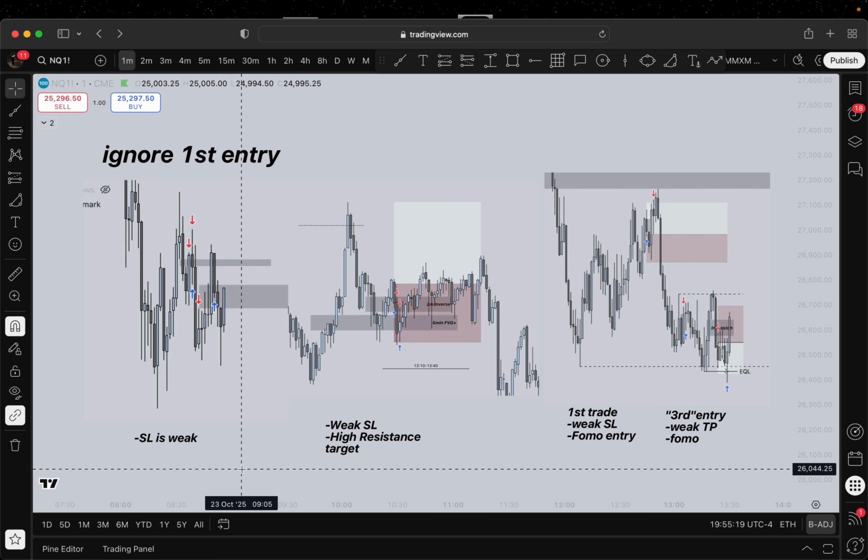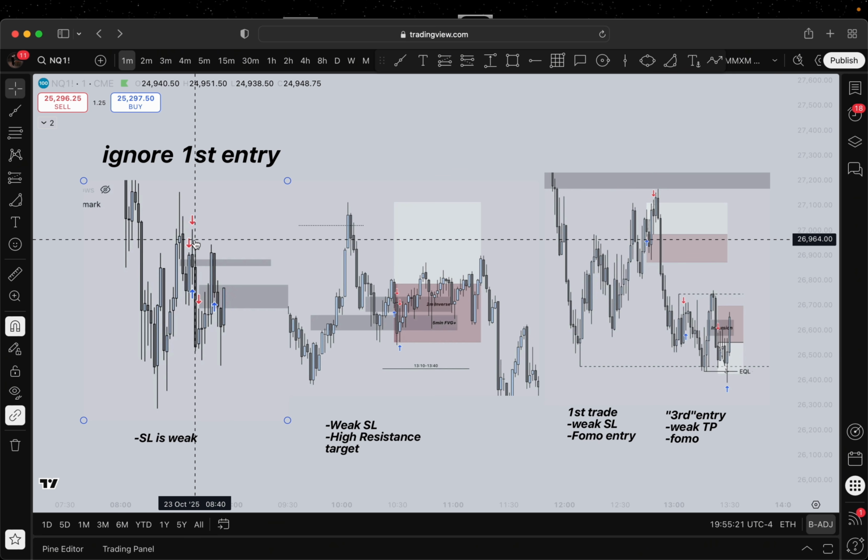My stop loss is weak. My TP is, I don't even know. There's just LR on both sides. It is the epitome of a pattern trade.